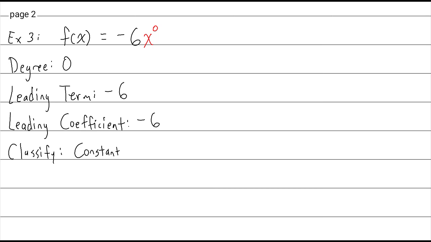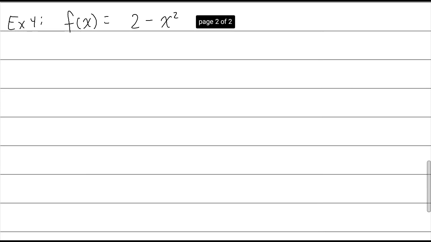Okay, not so bad. Let's do another one. For the fourth example, we're going to have f of x equals 2 minus x squared. I'm just going to write degree, leading term, leading coefficient, and our classification. I will just abbreviate.